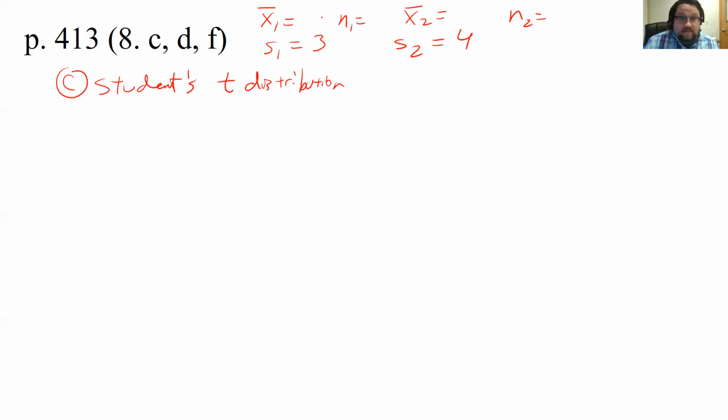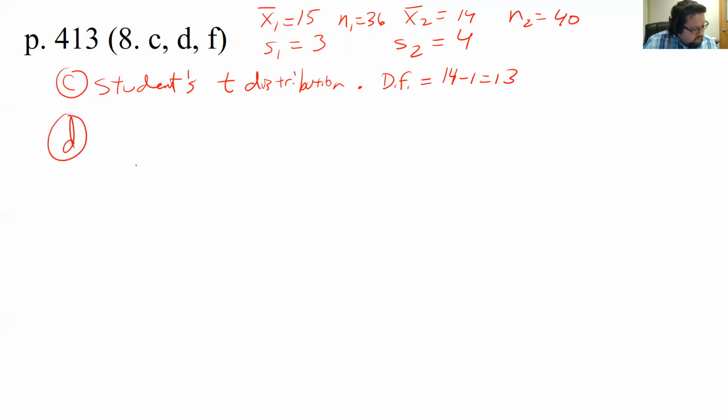Okay, so X1 is 15 and our sample size was 36. And X2 was 14 and our sample size was 40. Okay, so what are the degrees of freedom? Degrees of freedom are one less than the smallest sample size. So 14 minus 1, 13 degrees of freedom. So you always go with the smallest sample size because that'll give you the biggest t value. All right, D.